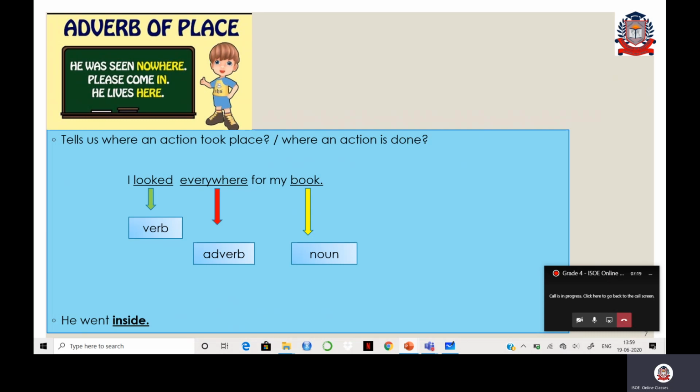The second is, he went inside. Where did he go? He went inside. So inside also is an adverb of place here. It is telling you that he is coming inside or outside.